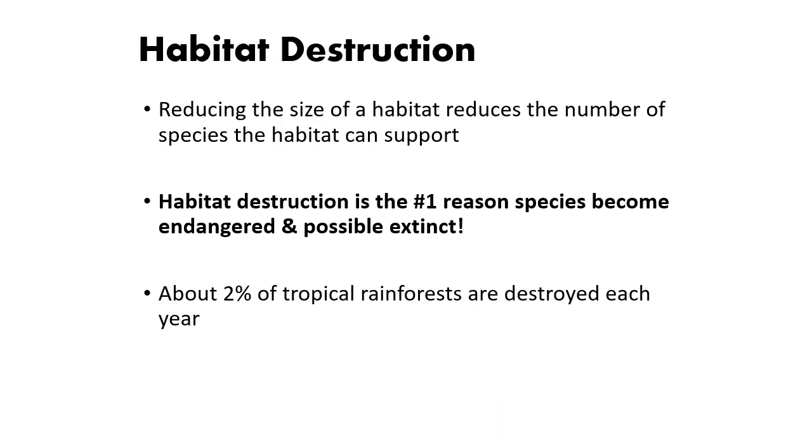Habitat destruction. Reducing the size of a habitat reduces the number of species that habitat can support. So habitat destruction is the number one reason species become endangered and possibly extinct. We lose about 2% of our tropical rainforest each year due to habitat destruction.